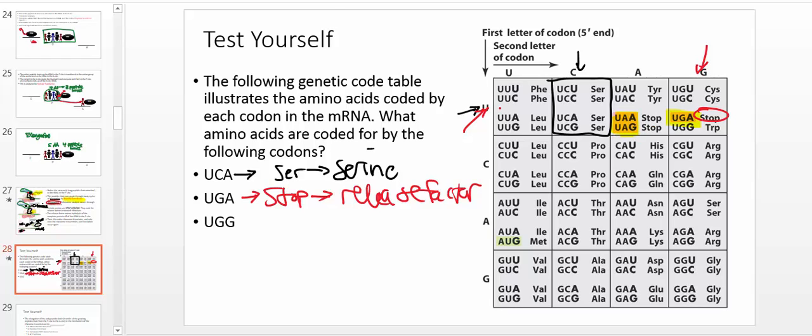What about UGG? Let's do that in blue. So here's U, here's G. UGG is tryptophan, okay? So this is TRP, but that's the abbreviation for tryptophan, okay? So hopefully that makes a little bit of sense. So on the test, what I'll do, probably in a multiple choice question, is I'll give you this genetic code table, and I'll give you a codon and say what amino acid does it code for. If it was a stop codon, you would essentially say it codes for a release factor.